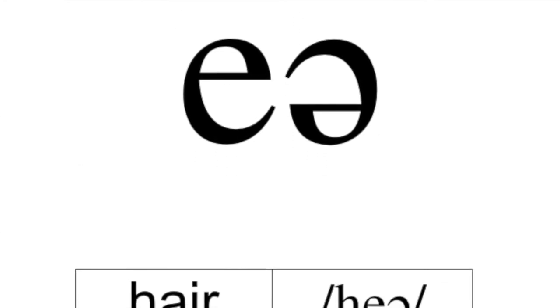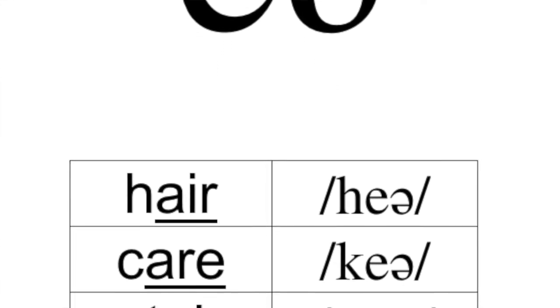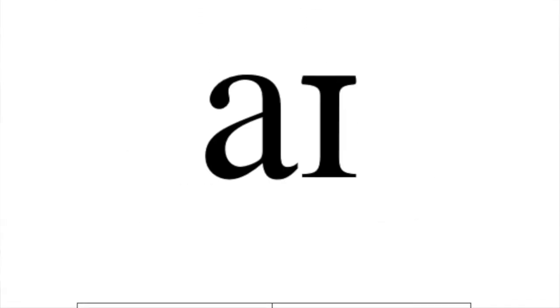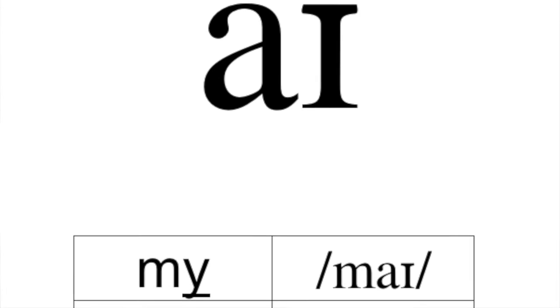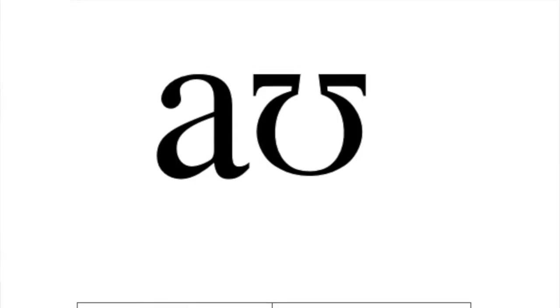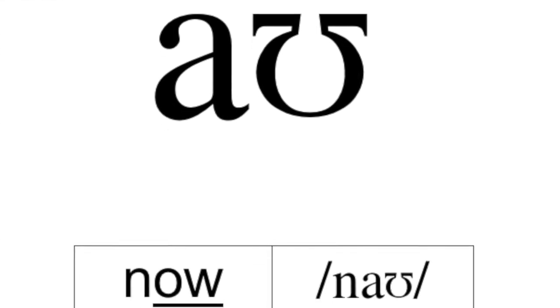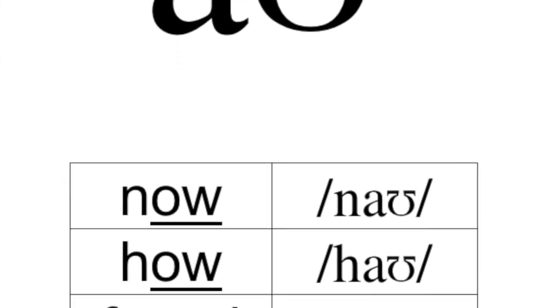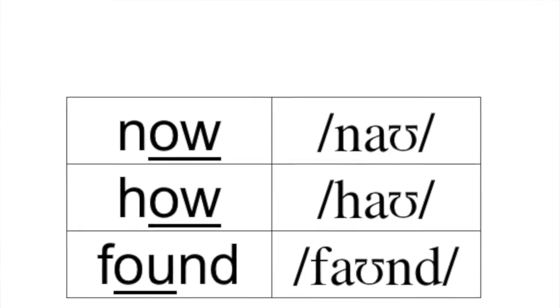This symbol sounds like air, like hair or wear. This symbol sounds like eye, as in I or five. This symbol is the sound for ow, like how or out. We'll move on to consonants now.